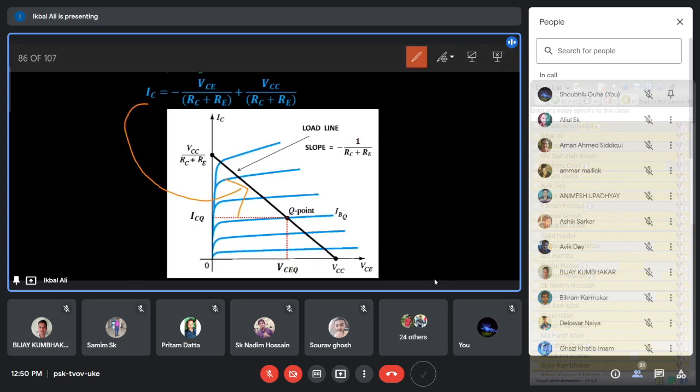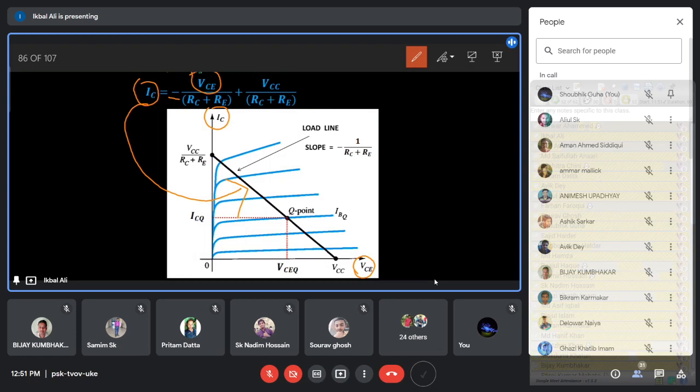This straight line represents the KVL equation at the output loop of the transistor, where IC is the Y parameter and VCE is the X parameter, Y equal to mx plus c. So this should be a straight line. Because of the negative slope, the gradient is negative, so it slants like this, as shown in the figure.